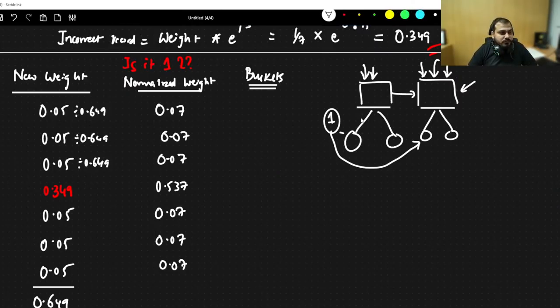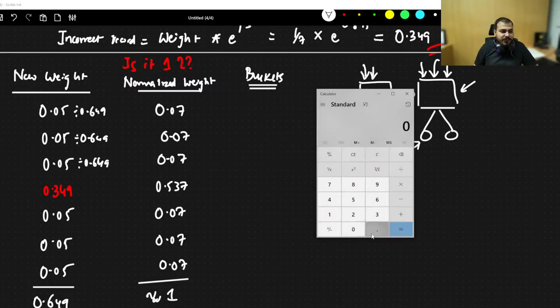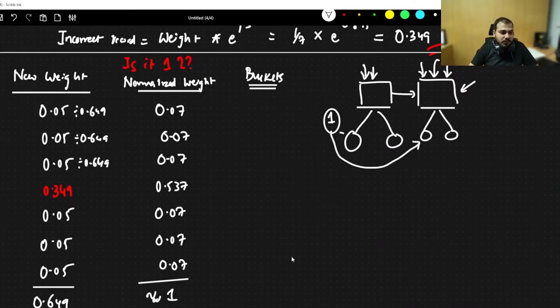Here the sum is not 1, so probably I have done the division wrong. Let's see: 0.1, 1.5, 2, 0.25, 3, 0.649. It will be approximately equal to 1. Don't worry, I'm missing some decimals, otherwise it will become 1 only. See, 0.05 divided by 0.649 is 0.077. Common sense.